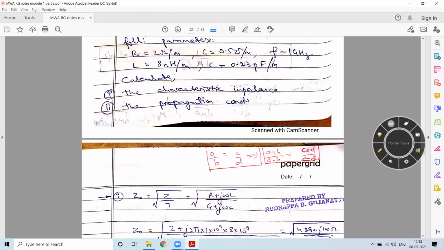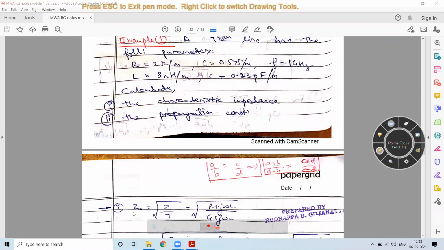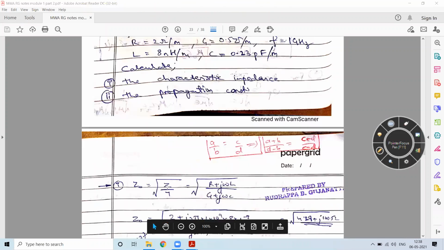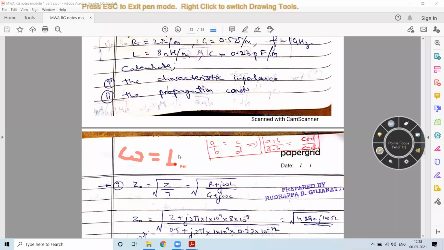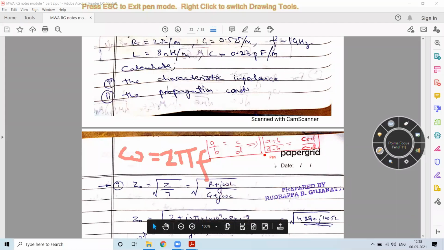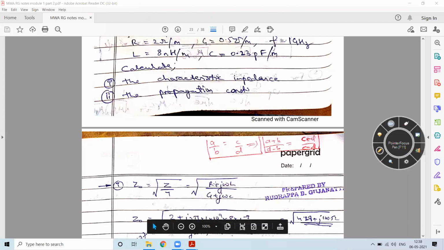So in this case, we know that the characteristic impedance Z naught is given by square root of Z by Y. Z is equal to R plus j omega L, and Y is equal to G plus j omega C. Now what is omega? Omega is 2 pi f. So you can replace omega with 2 pi into 1 gigahertz, and the R, L, G, C parameters with the parameters they have specified.